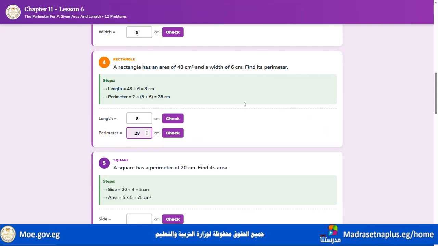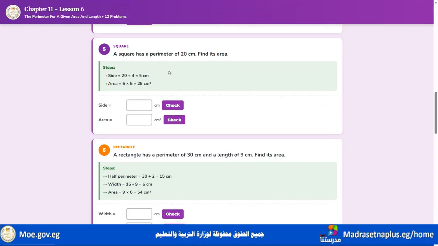This is the explanation of how to get the perimeter, the area, the length, the width, or the side of a square. Next one, a square has a perimeter. How to get its area? You should know the side. How to get the side? If you know the perimeter, it's easy. Perimeter equals side times 4. Now I have a perimeter, so side equals perimeter divided by 4 equals 5 centimeters.